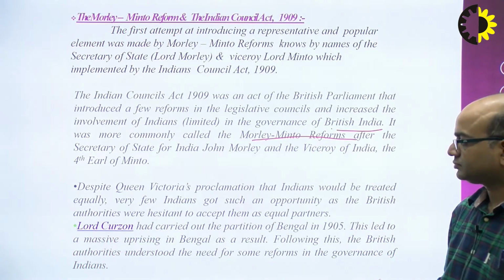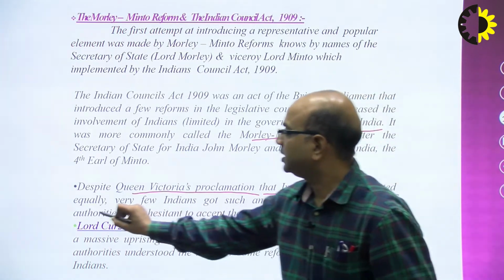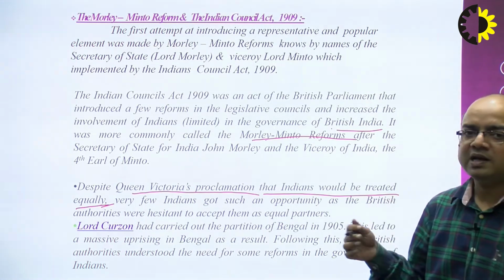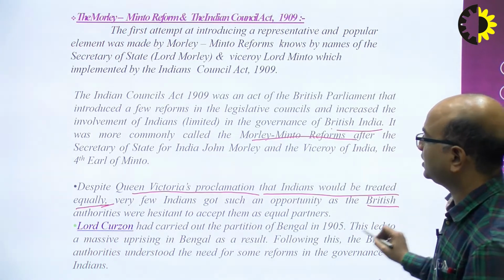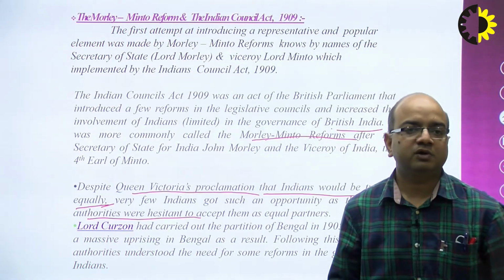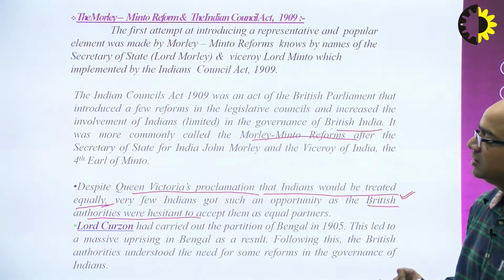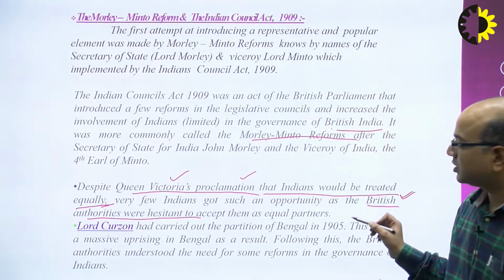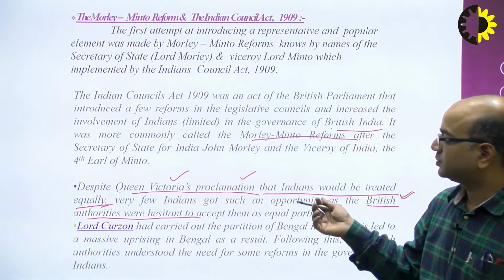Here, despite Queen Victoria's proclamation that Indians would be treated equally, equally simply means that they will be treated like Britishers, and be given equal rights. But what was happening is that the British authorities were highly hesitant. They were not very interested in giving Indians equal rights or treating them equally. This was the major reason Indians were revolting, because on one side Queen Victoria was proclaiming something, and on the other side the British authorities were not ready to implement what was expected from her proclamation.